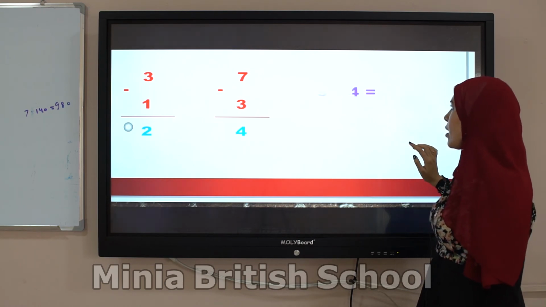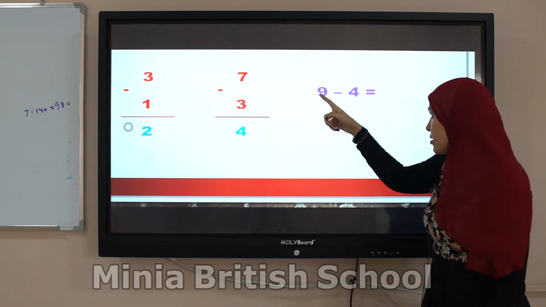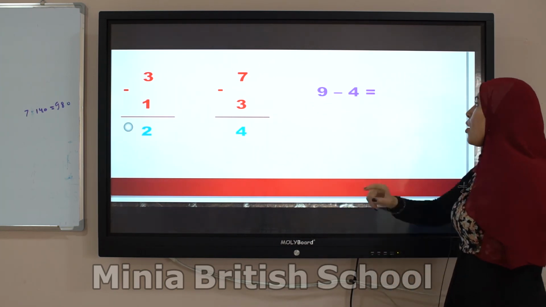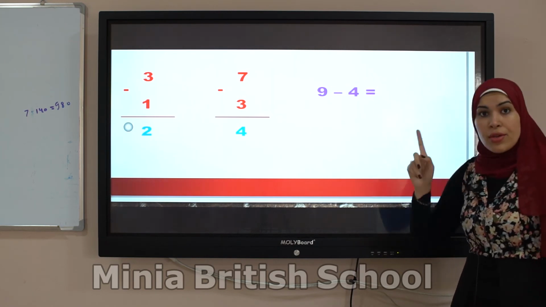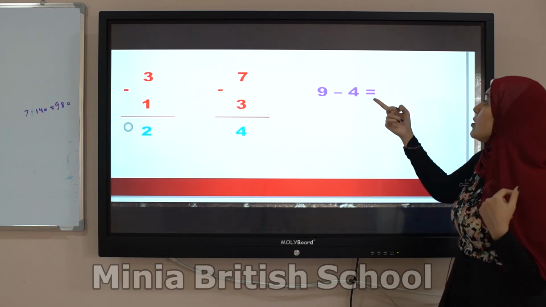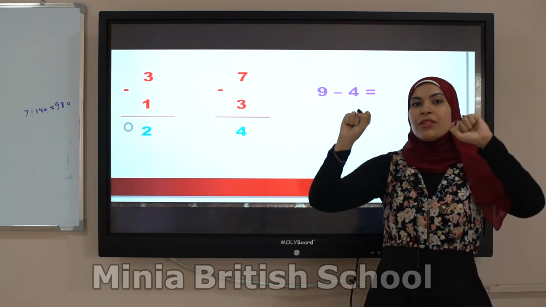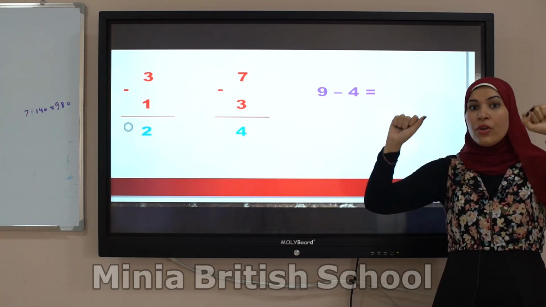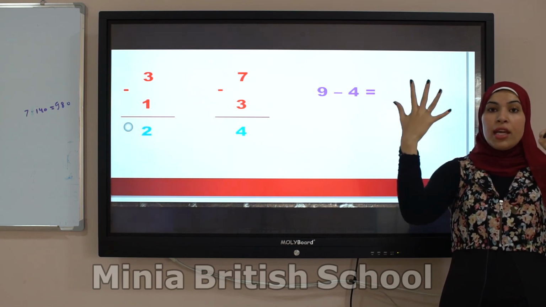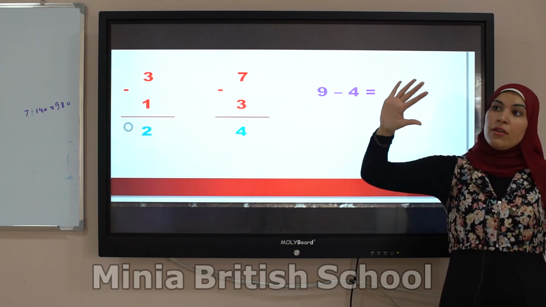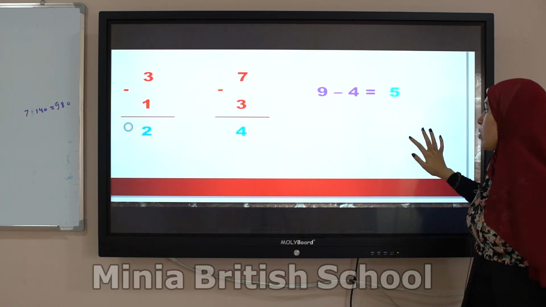Okay. This is another way for subtraction. This is vertical way and this is horizontal way. By the same way, 9 minus 4. Ask yourself, where is the smallest number? The smallest number is number 4. So close your fingers and count after 4, 5, 6, 7, 8, 9. Here, how many fingers? I have here 5 fingers. So the answer is 5.